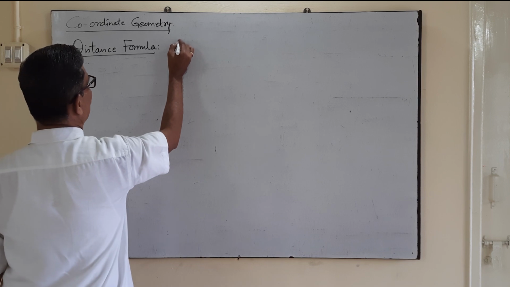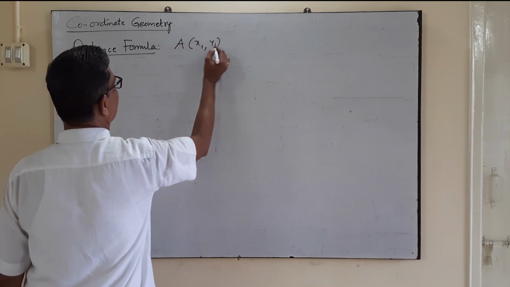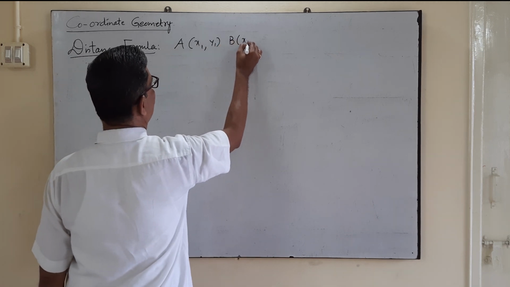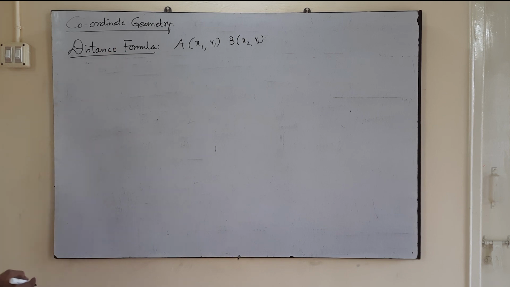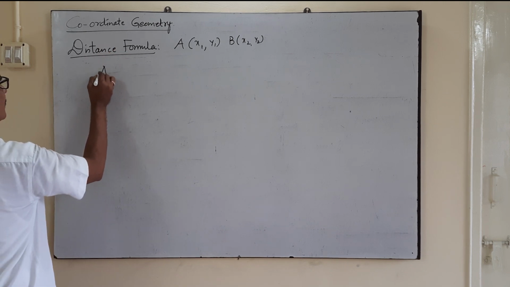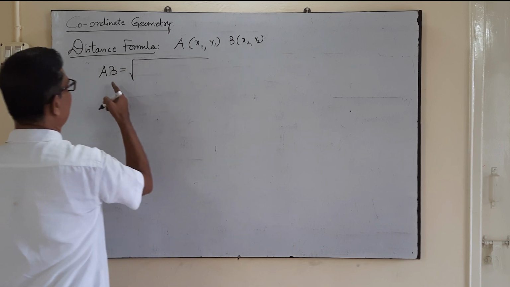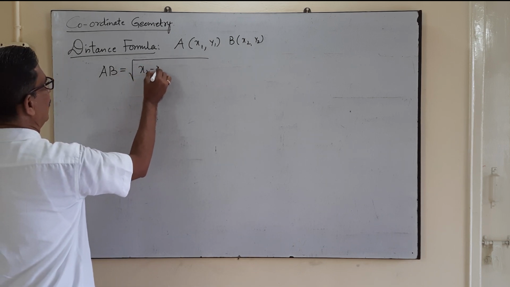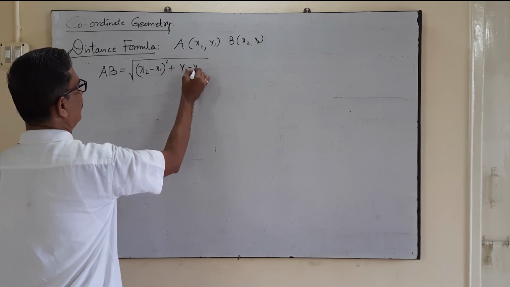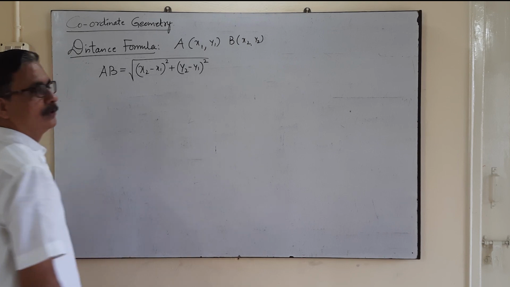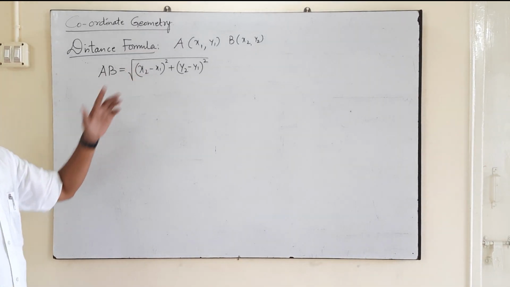Now here, if 2 points are given, say A is the point (x1, y1), and B is the point (x2, y2), then the question is to find the distance between the 2 points. So that distance between 2 points, distance formula, do you remember? Root of (x2 minus x1) to the power of 2 plus (y2 minus y1) to the power of 2. This is known as the distance formula.